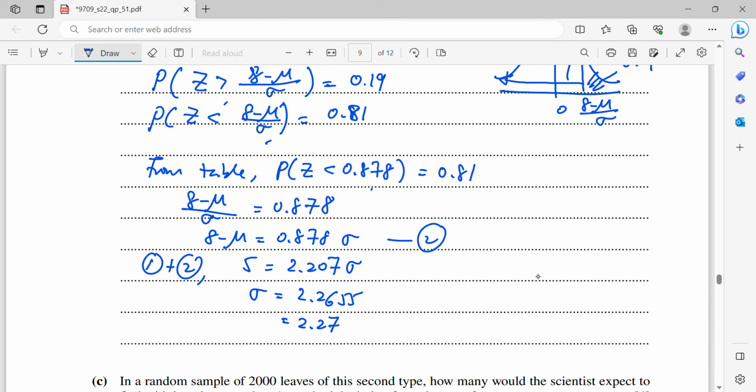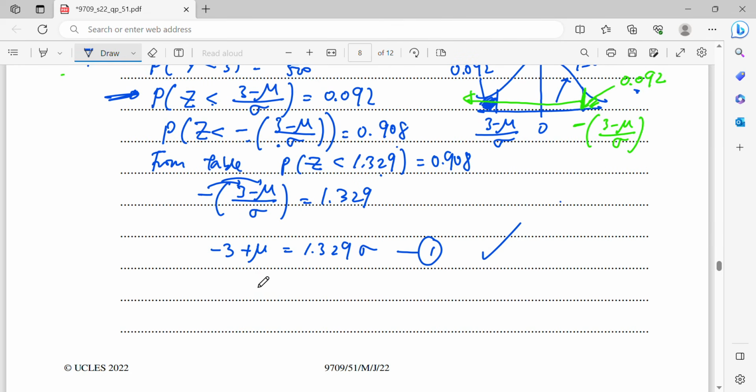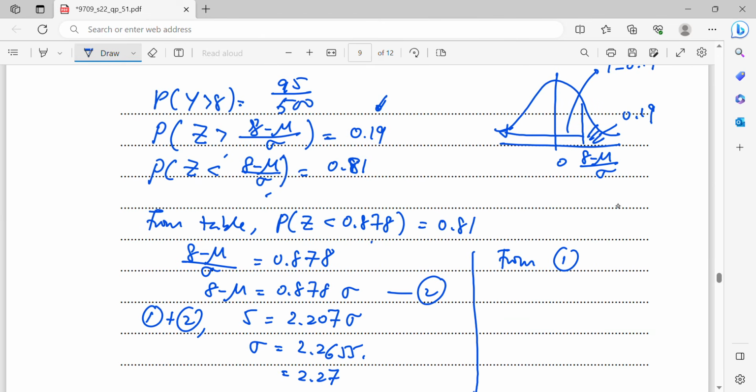But later on we need the sigma value for the mu calculation. Therefore, I will use 2.2655 in the calculation. I will use back the first equation. To get mu, just move the minus 3 to the other side. So it will be 1.329 times sigma, where sigma is 2.2655, plus 3. Then for the final answer, you round to 3 significant figures. So this is how we calculate mu and sigma when you are given 2 probabilities.